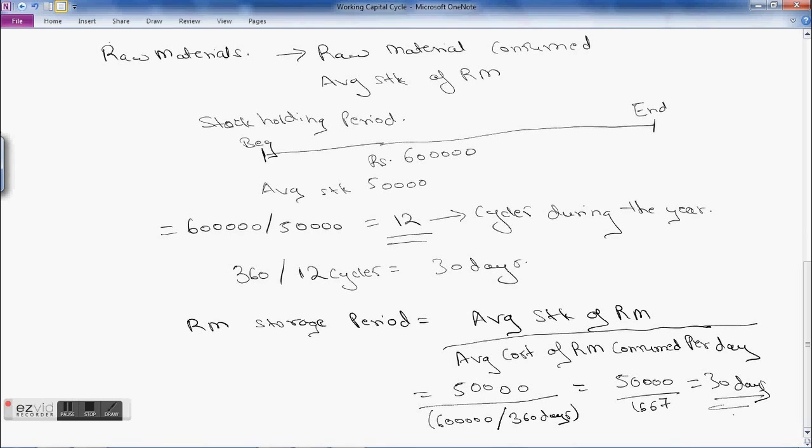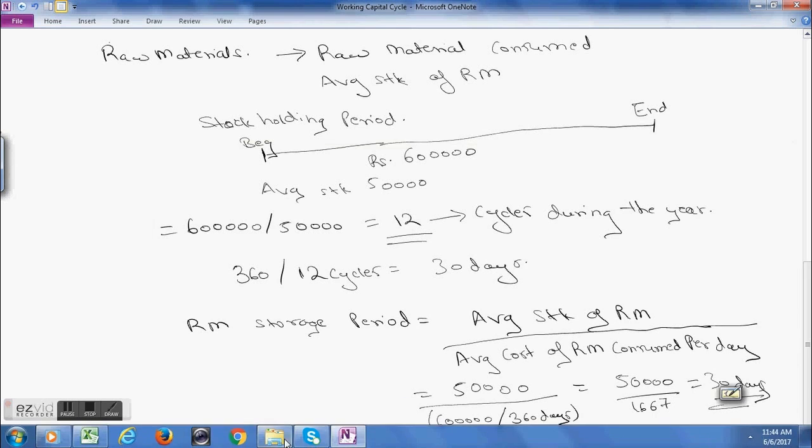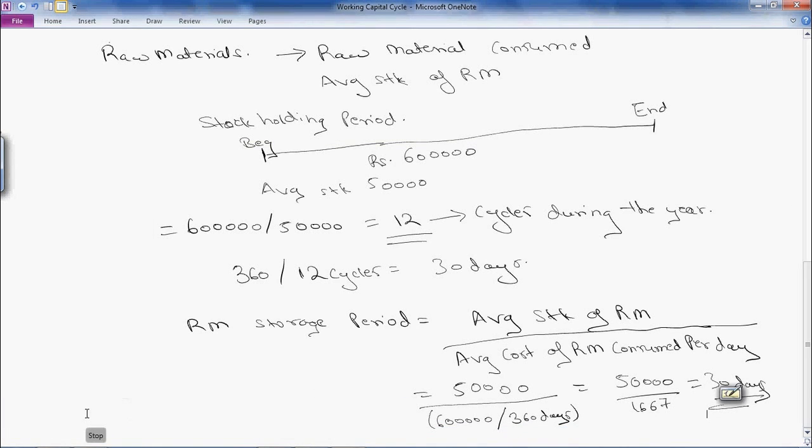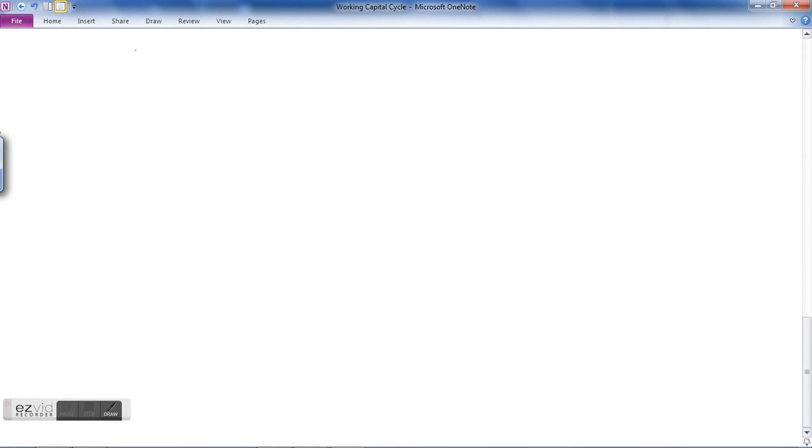So the logic here is, the average stock of raw material in rupees is 50,000. To get the number of days for which the stock has been in the business, you have to divide it by the average cost of raw material consumed per day. So that you get the number of days, or the stock holding period for which the raw material is in the business.